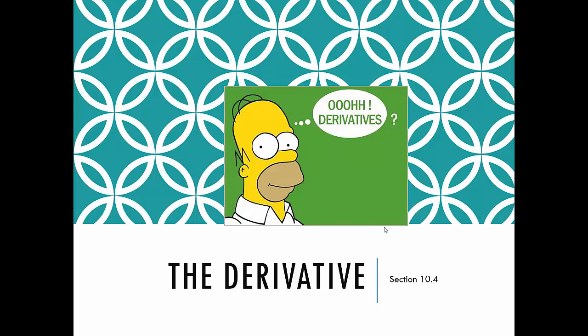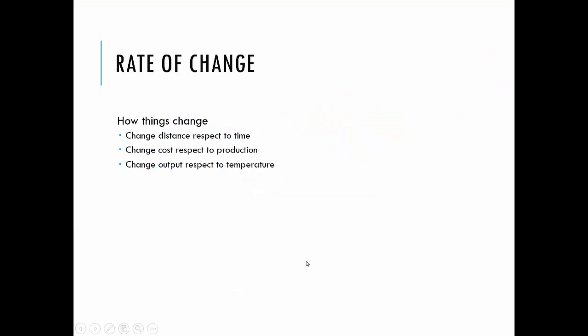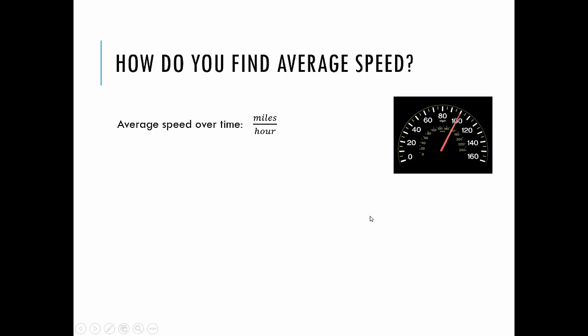All right, section 10.4, the derivative. So let's talk about rates of change, how things change. Your change in distance with respect to time, the change in cost with respect to production. Hey, that's business, right? Change in output with respect to time. So as we can see, this tells you how things might change.